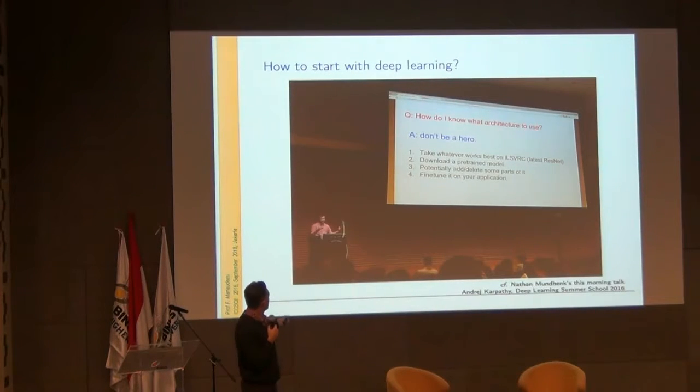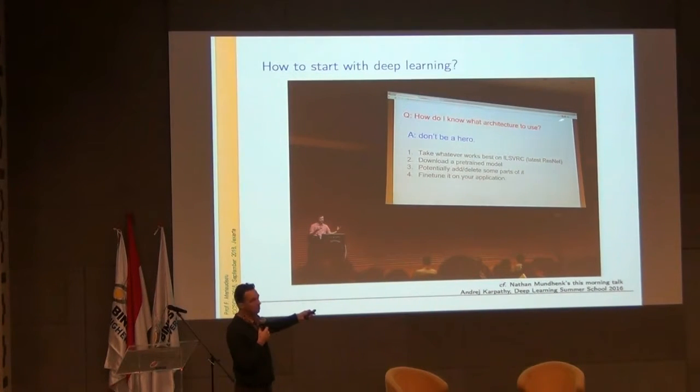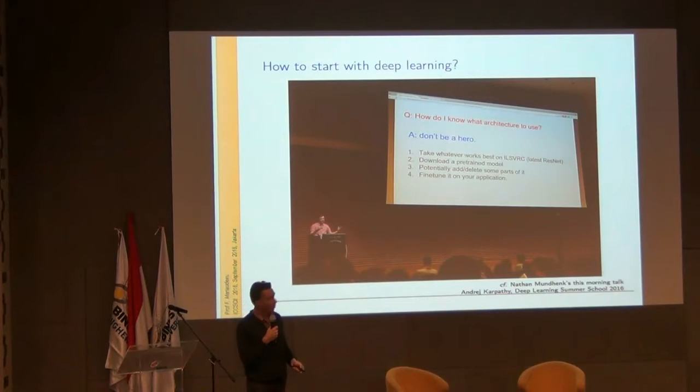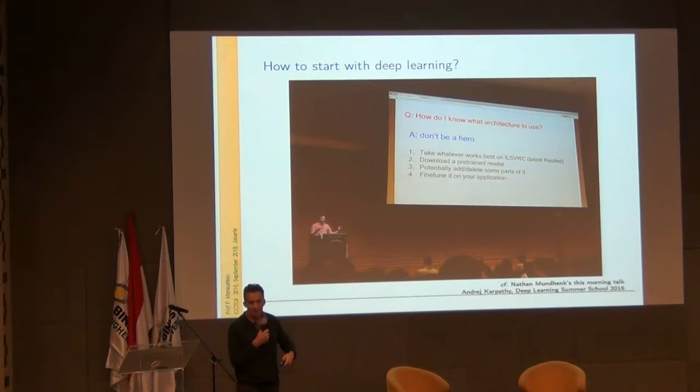Then this is one of the gurus, Andrej Karpathy. That's the recipe he gives whenever you want to do deep learning. How do I know what architecture to use? First thing, don't be a hero. That means take whatever works based on the ImageNet contest. Download it and use it, and believe me, it works. So the first thing you have to do is track down whatever they are doing in ImageNet. You take the latest release and you use it. You have 2 ways of using it.